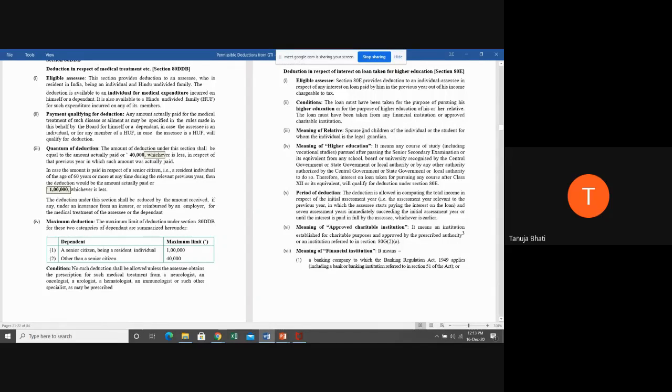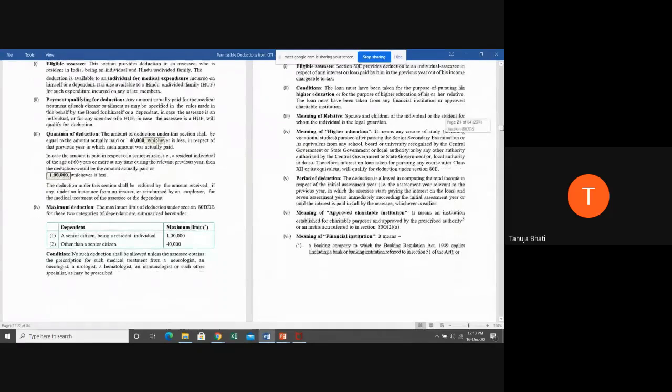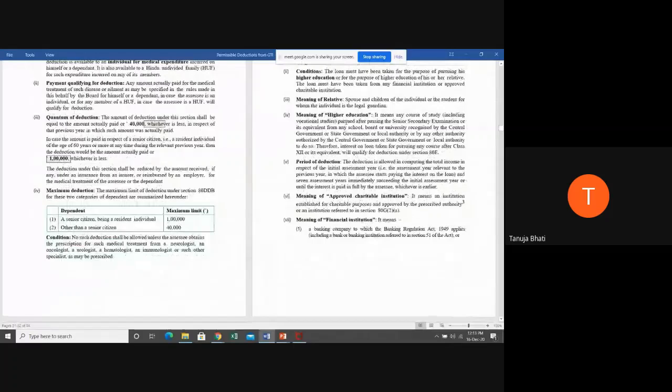So remember, when I say if you're taking a loan for higher education for yourself, for your spouse, for your children, you can get a deduction under this section, that is section 80E. What is the meaning of higher education? It is education that is pursued after the senior secondary examination. After that, whatever you are pursuing is your higher education.